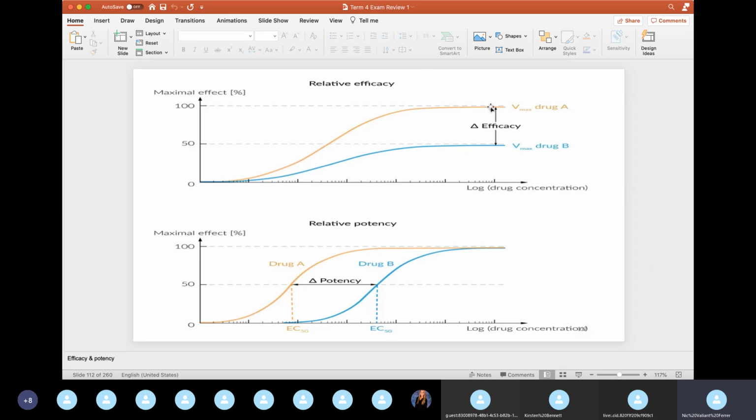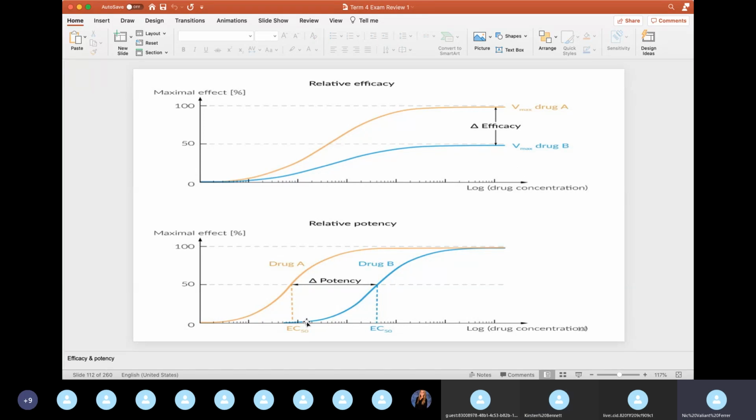Again, relative efficacy here. Look at the Y value, right? I have a decrease in my Y value. Let's compare the Vmax of drug A to drug B. I have a decrease in my Y value from 100%. We are now at 50%. I'm decreasing the Vmax. Therefore, I'm decreasing the efficacy of the drug. So based on this graph, which is more effective, drug A or drug B? Drug A.